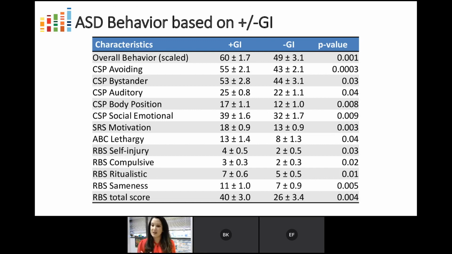When you look down this list, it's not surprising to see some of these behavioral characteristics associated with abdominal pain. With the CSP, the Child Sensory Profile, sensory issues associated with avoiding behaviors, with auditory sensitivity, with body positioning, obviously something we would absolutely think would be associated with abdominal pain. And then looking at the bottom at the RBS, which is the repetitive behavior survey, again, behaviors like self-injurious and compulsive behaviors that we would expect to be associated with abdominal pain, as well as the need for rituals and sameness.